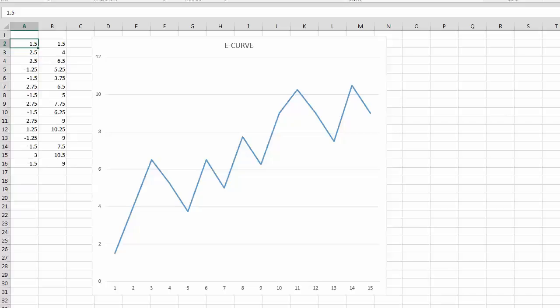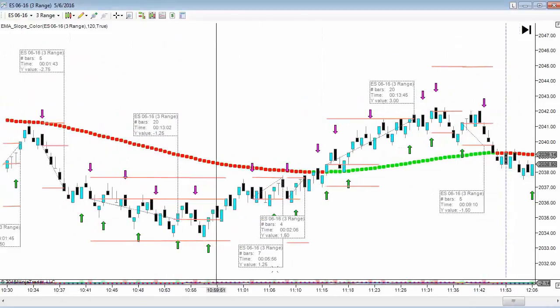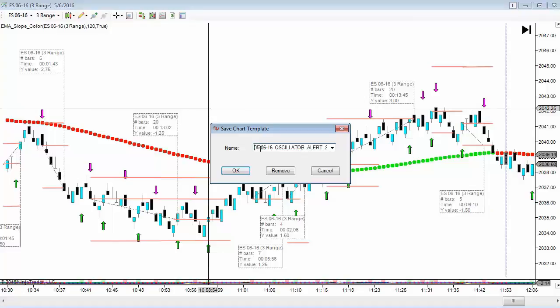So, simple system using a free indicator. I'm going to save this template right now in my Dropbox folder so you can see what I'm about to do. I'm going to save this template in the Dropbox with today's date, 05/06/16 Oscillator Alert System.